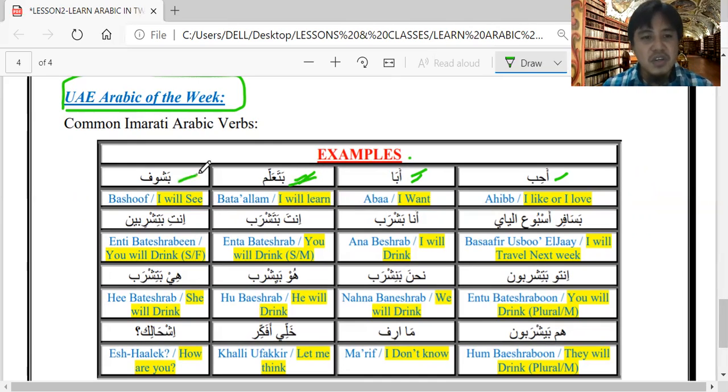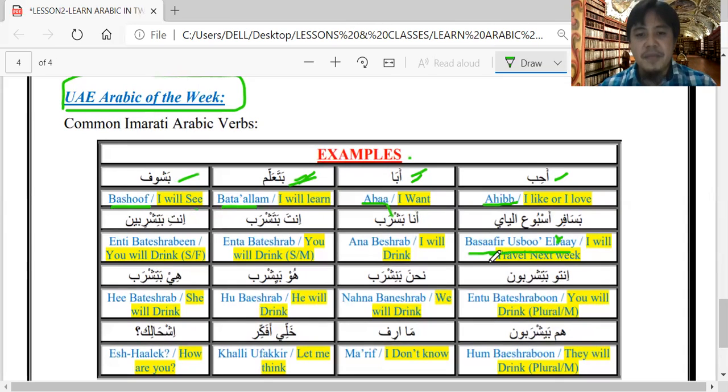And next, بشوف. بشوف means I will see. Then بسافر الأسبوع الجاي. You can also add أنا. أنا بسافر الأسبوع الجاي. Meaning I will travel next week. You can also observe here the English transliteration. If you cannot follow the Arabic, there is the English transliteration. الأسبوع الجاي, okay?